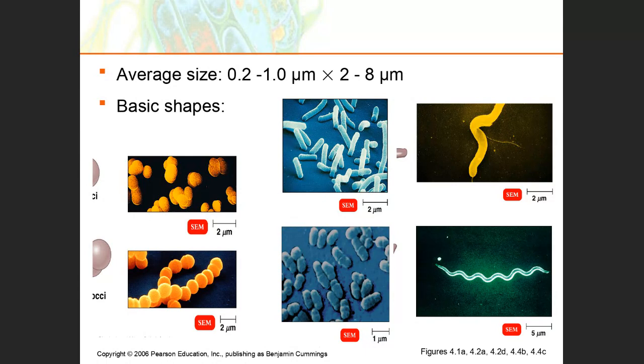Now, the three most common shapes for bacteria are the coccus, and so the coccus is a sphere. And so we see the spherical bacteria. Some cocci are basically nice, perfect spheres. Others are a bit more squished, a bit more oval.